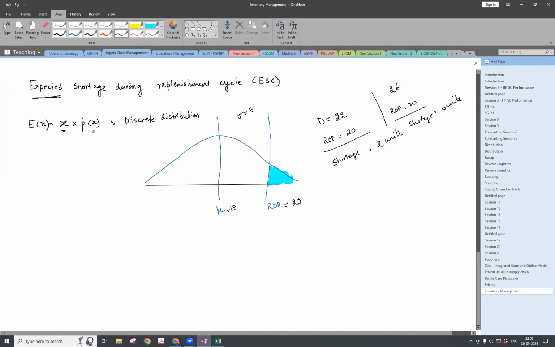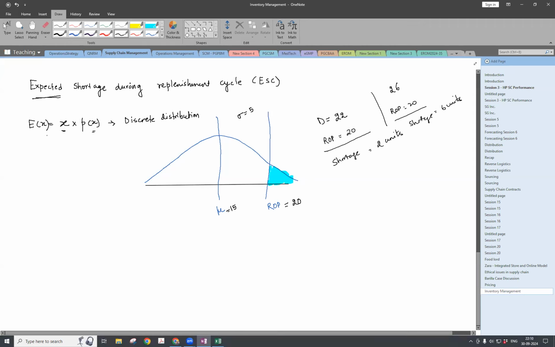Think of expected value as something similar to the mean value, right? You're saying what is the approximate or average shortage that you are going to have during the replenishment cycle. Now, what does this mean? This means that if I am going with the policy of having a reorder point of 20, on average, because I don't know what the demand is going to be, for multiple periods of demand, what is the average shortage that I'm going to have, given that my demand follows this distribution with mean demand 15 and sigma 5. That is what we are trying to find.